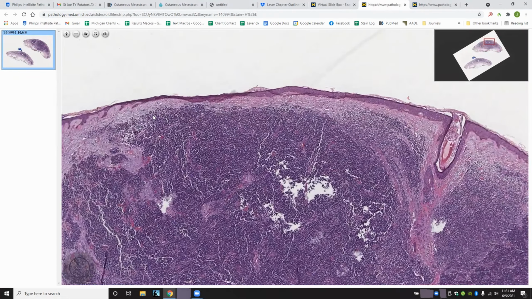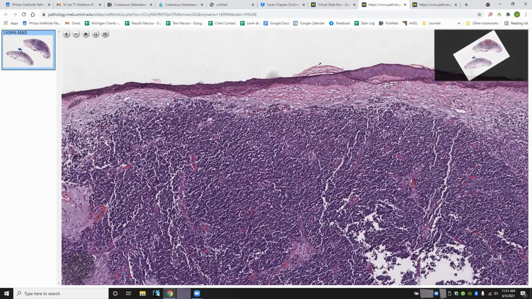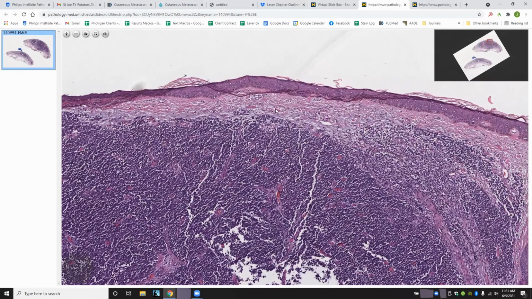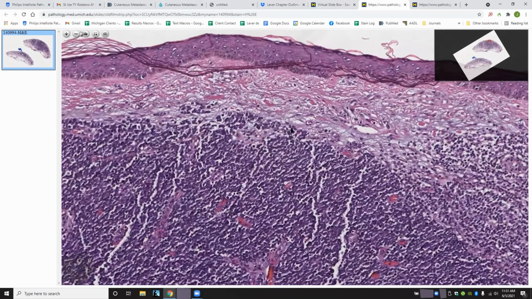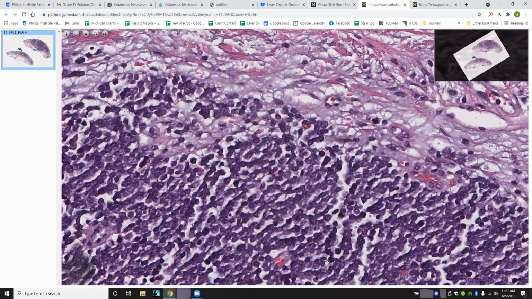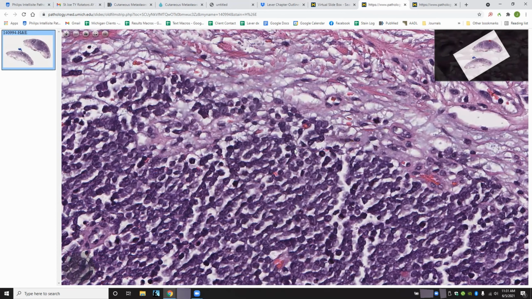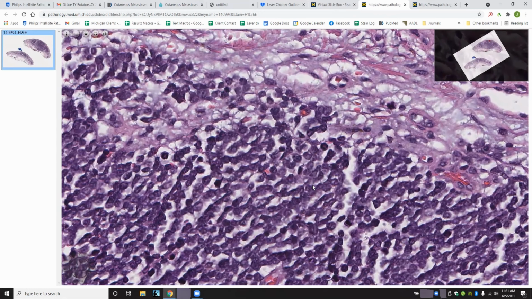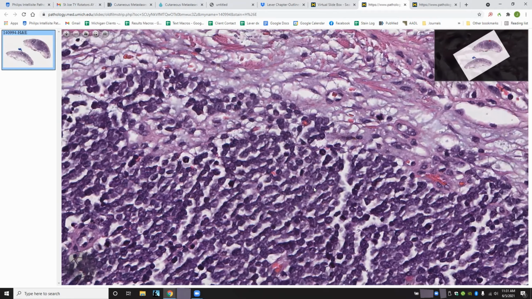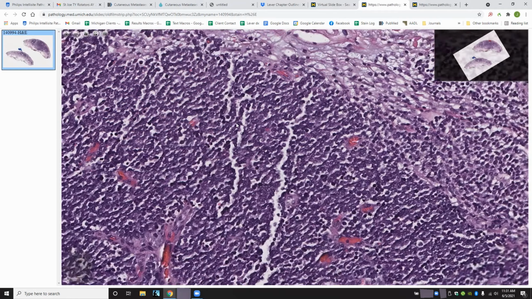As we go in a little higher to view the architecture again, no intraepidermal involvement, and there's a good deal of space between the epidermis and the dermis. Whenever you don't see a dermal connection, your differential diagnosis would include a metastasis, but this could also be a primary dermal tumor. Getting a little closer, the tumor is composed of relatively monomorphic, small sheets of blue cells, comprising these nodules of tumor.